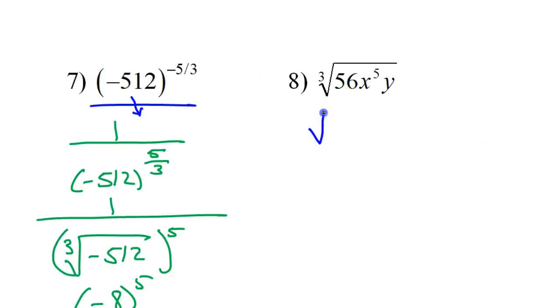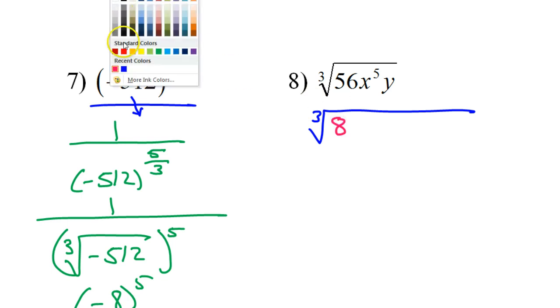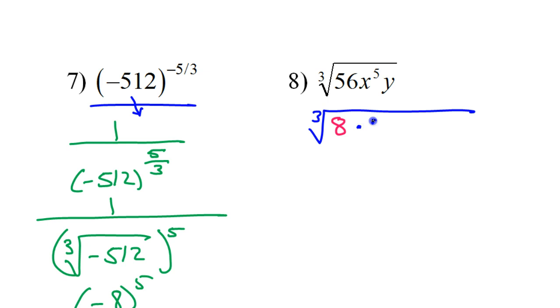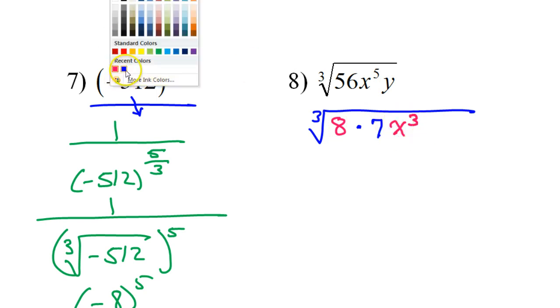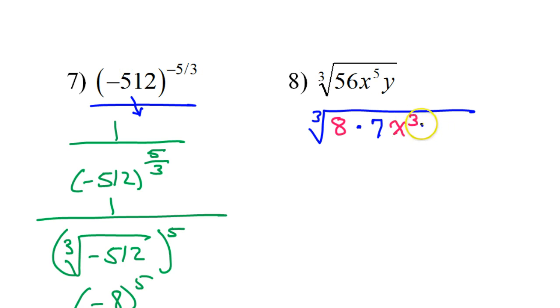So what you want to do is, let's go ahead and split this thing up. Everything that is a perfect cube we'll put in pink. So 56 is 8 times 7, so there's my 8, and then times 7. x to the 5th power. The best thing I can do with that, as far as wanting to divide by 3, is I can write it as x to the 3rd power with just a couple of x's left over, x squared. And there's nothing I can do with y, so I'm just going to put y.